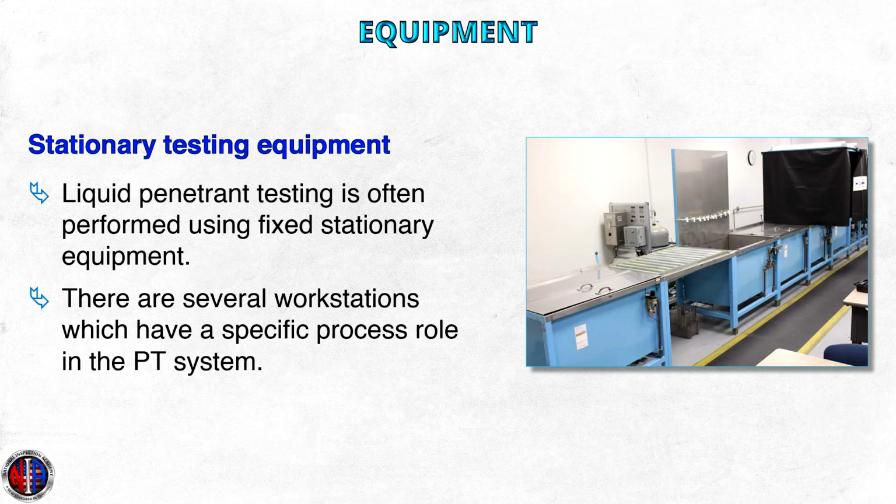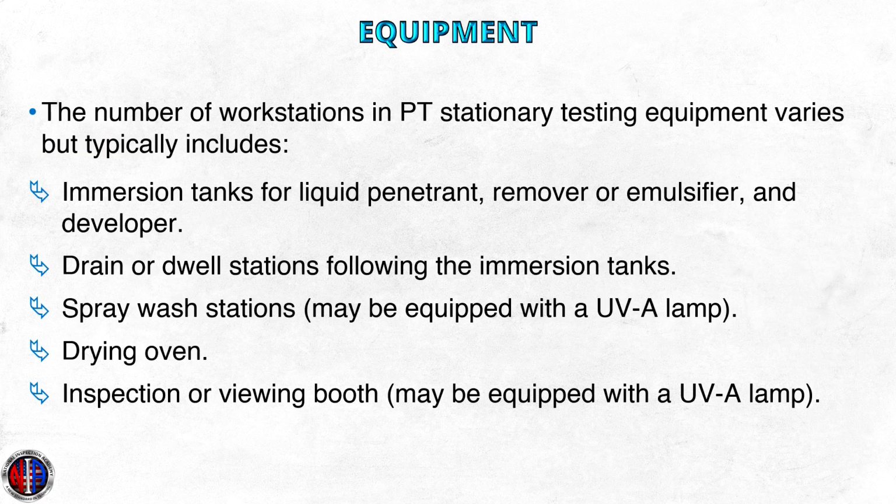Stationary testing equipment. The most frequently used equipment is a fixed stationary series of workstations. Each workstation has a specific process role in the PT system. The number of workstations in a PT process line varies, but typically includes immersion tanks for liquid penetrant, remover or emulsifier, and developer, drain or dwell stations following the immersion tanks, spray wash stations which may be equipped with a UVA lamp, a drying oven, and an inspection or viewing booth, which is also equipped with a UVA lamp.